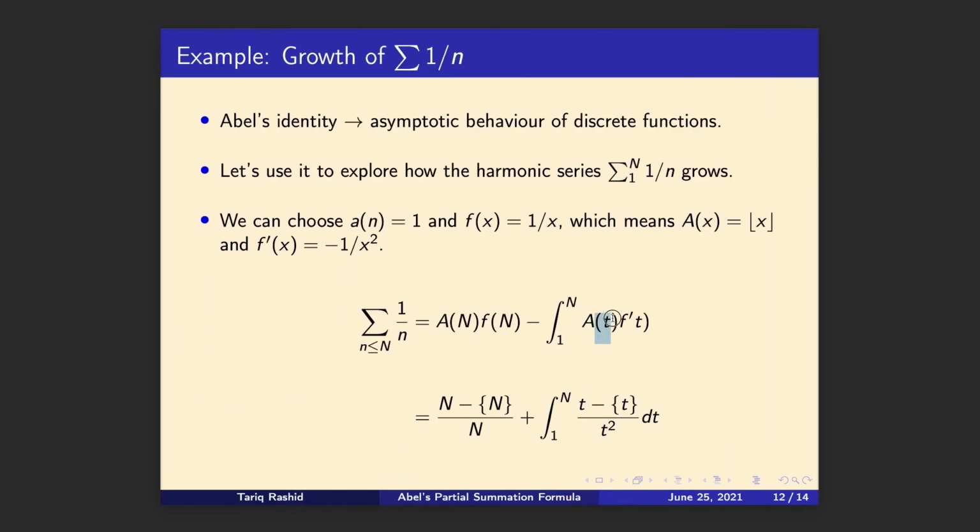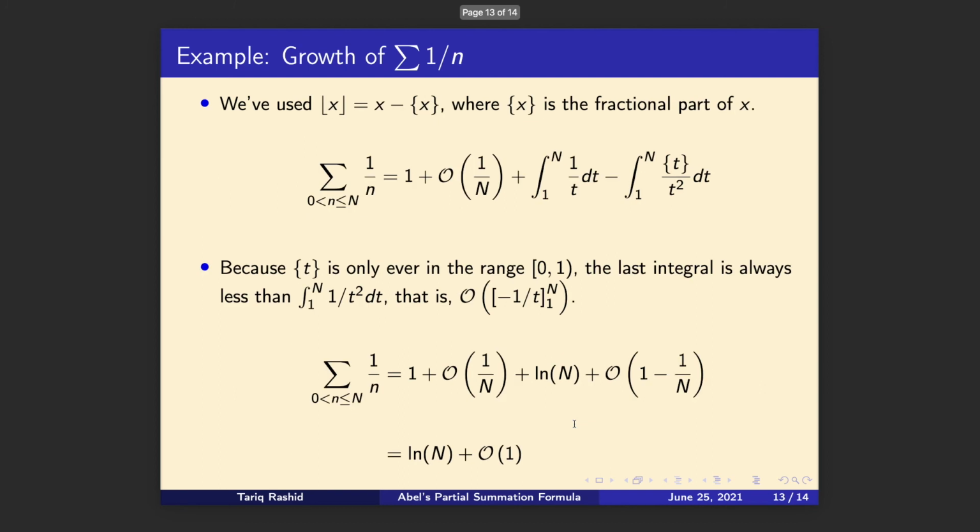And the same idea applies here. A(t) becomes t minus the fractional part of t, and the derivative is minus 1 over x squared, so that minus becomes a plus, and that's t squared there. And this is what we'll have to work with. So you might think, is this helping? It is, and you'll see very soon that it very nicely becomes useful. So this is just a reminder that the floor function is x minus the fractional part of x.